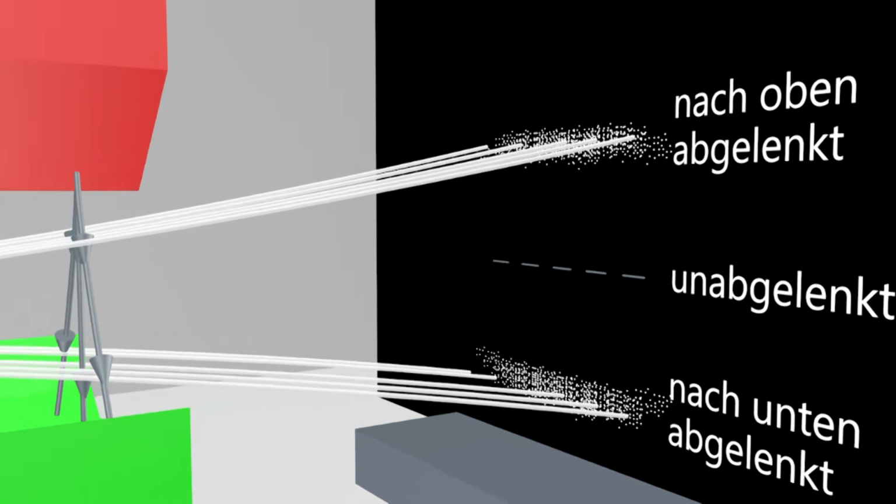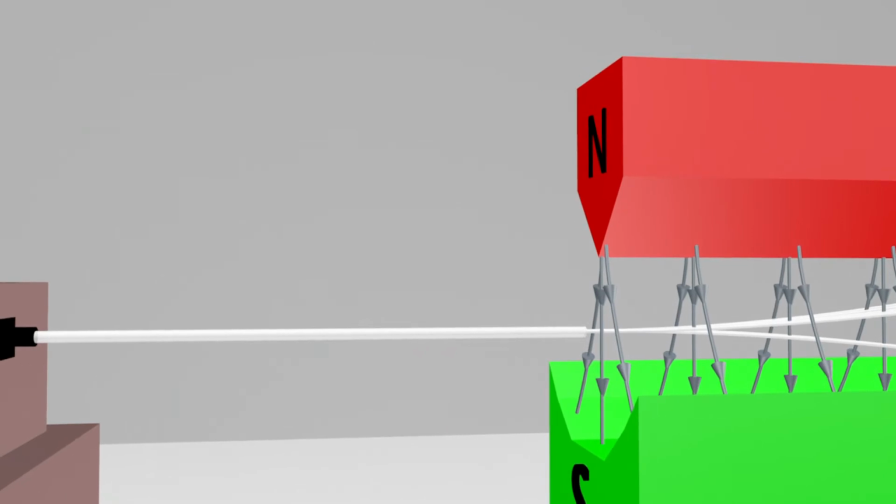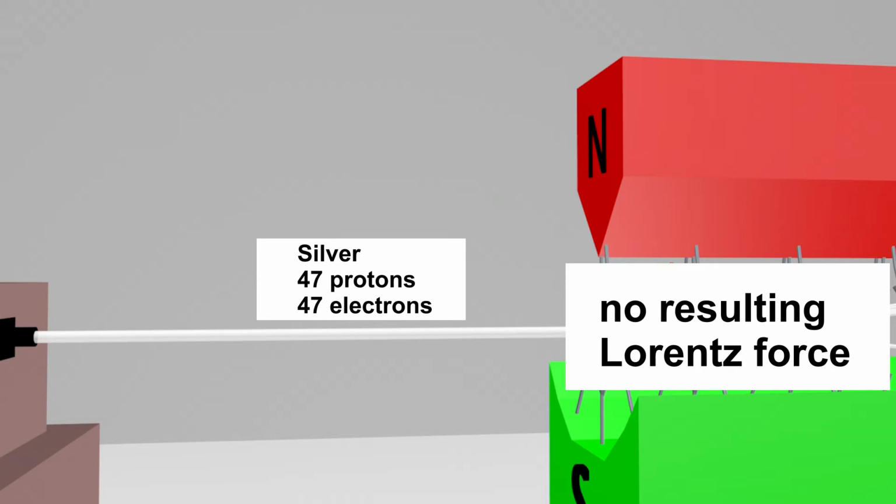Some of you might now think that the deflection is due to the Lorentz force. However, these are not positively or negatively charged particles that fly through the magnetic field. They are complete silver atoms with an equal number of protons and electrons. Therefore, no resulting Lorentz force acts on the silver atoms.